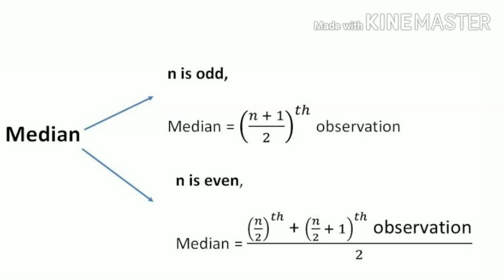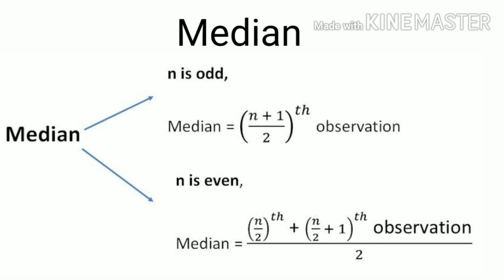This is one way to find the median, and we can also find the median by using a formula. Either the number of data given is odd, or the number of data given is even. There are two formulas. If the number of data is odd, that means an odd number of data is given, like 9, 11, 13, 31, 33, then the formula is (n plus 1) by 2 th observation.